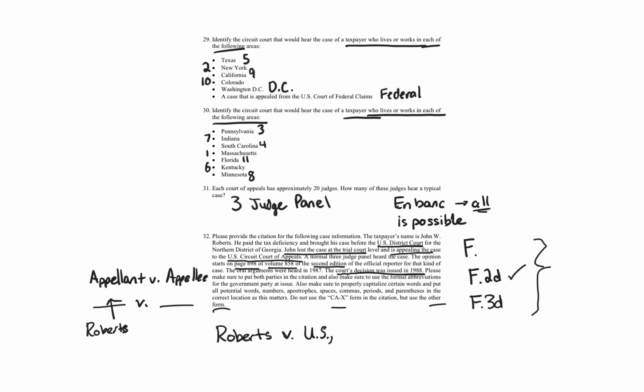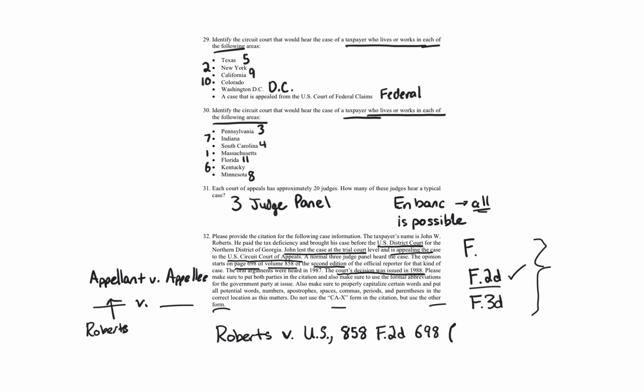Now we get into the actual reporter. So we look for our volume. The volume is 858. Another space. Now we do our second edition of the official reporter. That's this. So space, F period 2D. No spaces there. F period 2D, and then we do another space after, and it's the page it starts on, which is page 698. Now we do another space, and then we do our parentheses, the end of the citation.